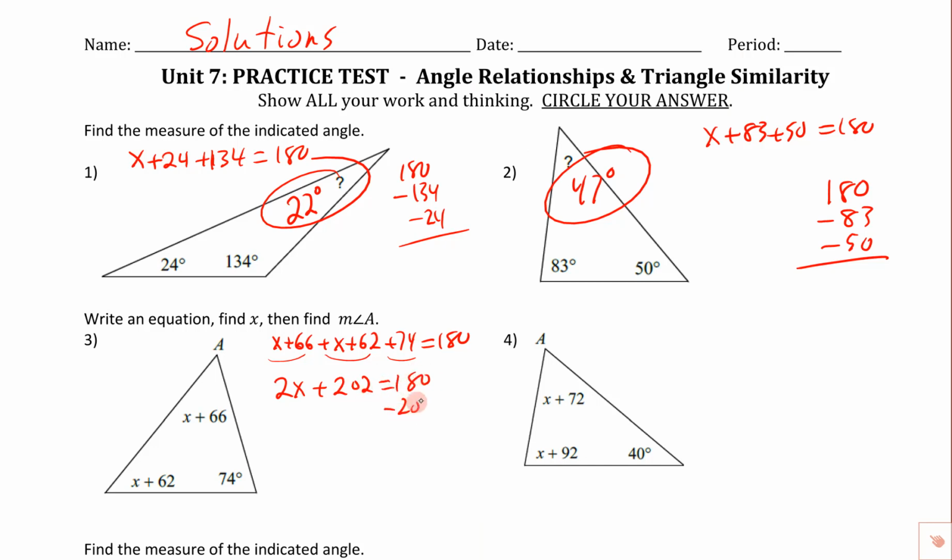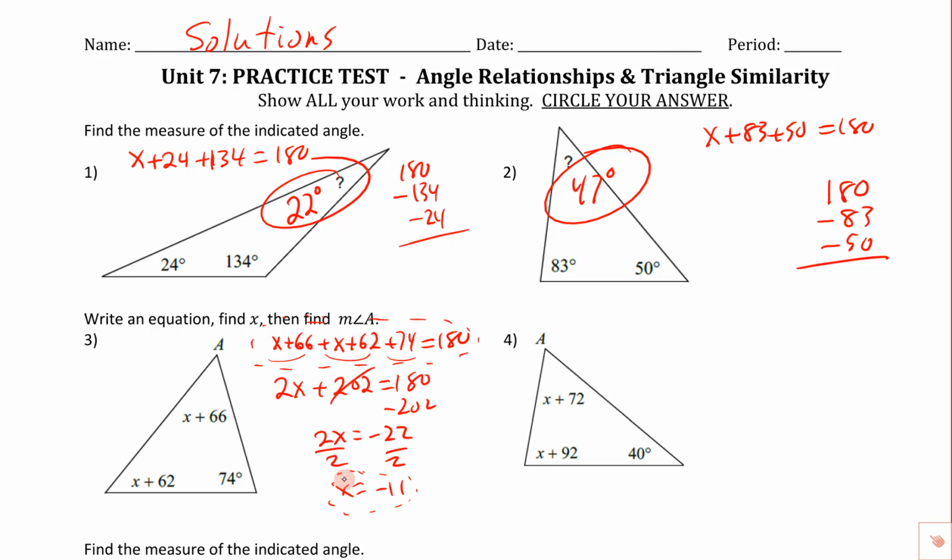So we're going to subtract the 202. So we get 2x equals, let's see, that's going to be negative 22. So we're going to divide everything by 2. So we're going to get x equals negative 11. So the x value is negative 11. And again, don't forget, we get points for writing that equation. So let's put a dotted circle around that. I'll do a dotted circle around the negative 11.